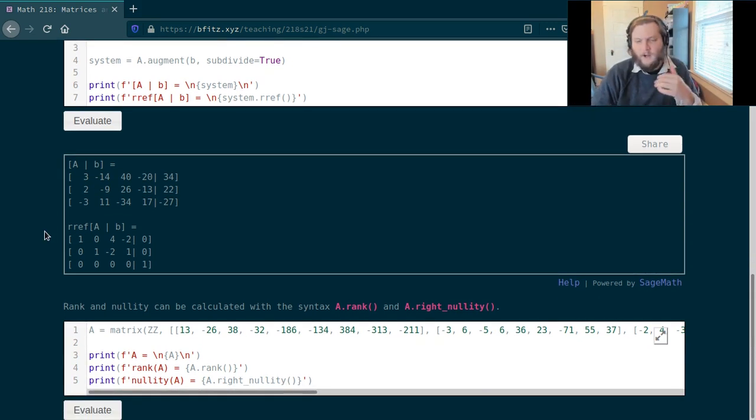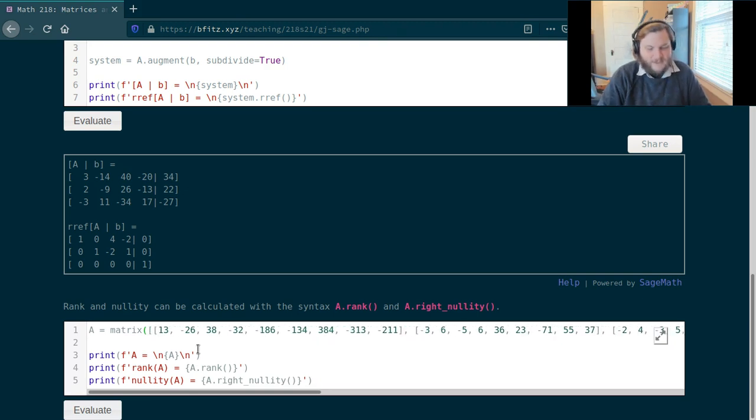One last thing to mention is that the concepts of rank and nullity are quite important. Remember that the rank of any matrix is the number of pivots in the reduced row echelon form, and the nullity is the number of non-pivot columns in the reduced row echelon form. The syntax for calculating rank is a.rank, open close parentheses, and the syntax for calculating nullity is a.nullity, open close parentheses. So here I have an example where I just input this terrible matrix. You can ignore this ZZ here. It's not important.